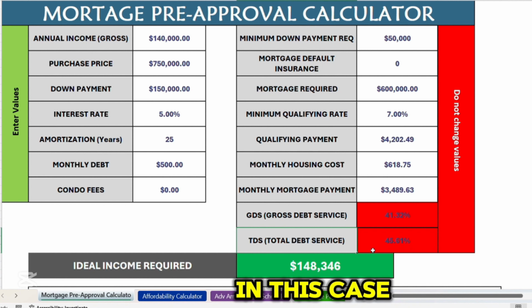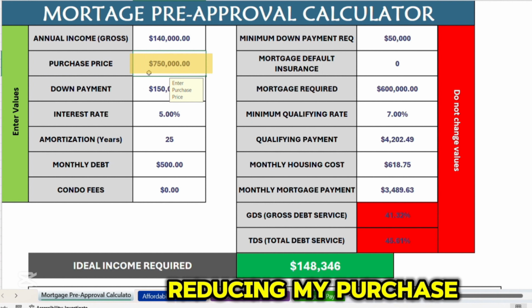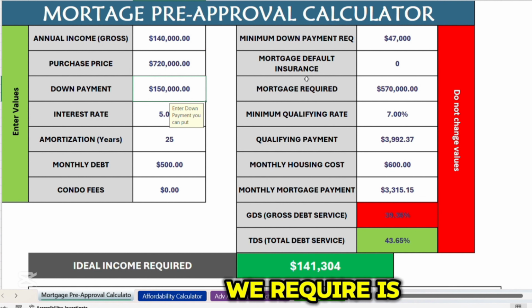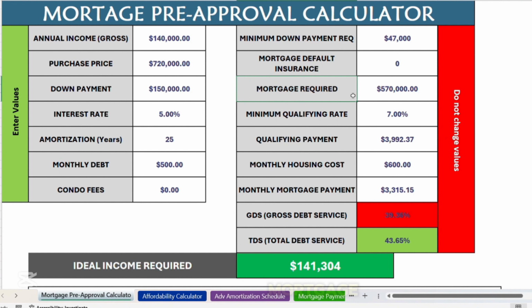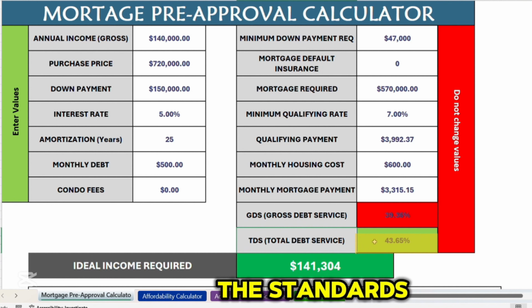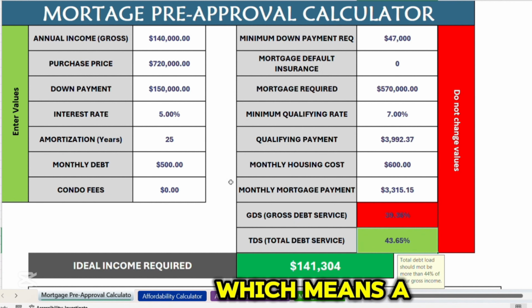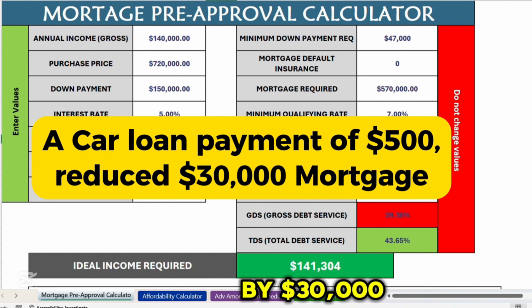What's going to happen in this case? So two scenarios can happen. First, the lender will be approving you with the lesser of the mortgage if your annual income is going to stay as it is. So if I'm keeping my down payment the same, which means I have to reduce my purchase price. So I'm just reducing my purchase price by $30,000 to $720,000, for which now the mortgage that we require is $570,000. So now if you see, with the reduced amount of the mortgage, the TDS is coming well within the standards, that is 44%. Now you can get approved for this mortgage of $570,000, which means a car loan of $500 has now reduced your borrowing capacity by $30,000 in this case.